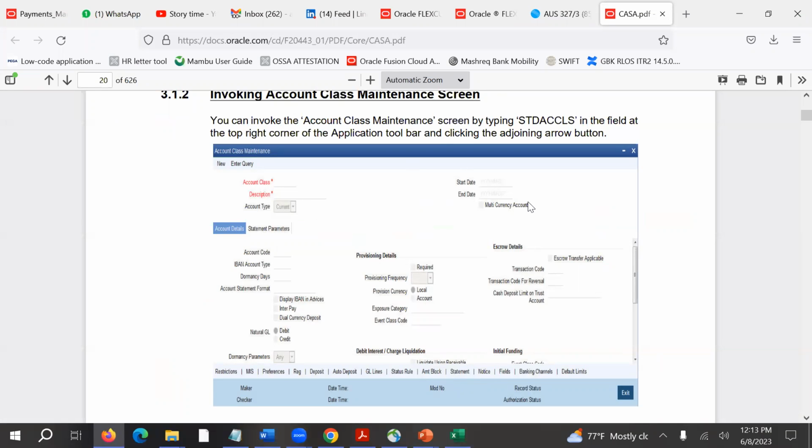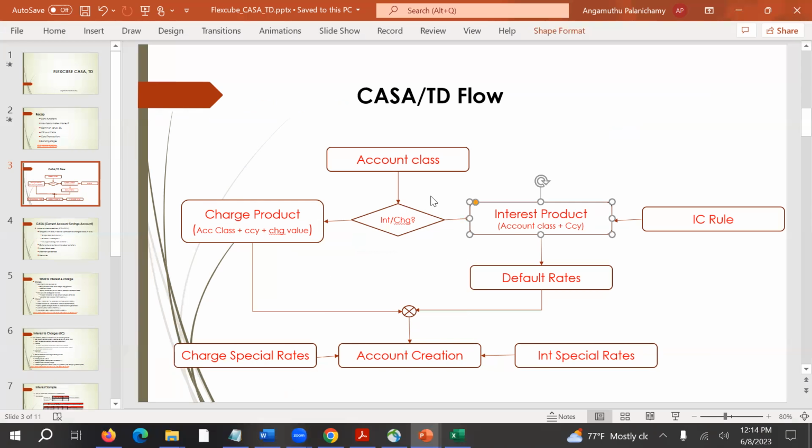Here I just mention the template of an account. In the interest product only, we attach what account classes can use this product plus currency combination. That account class plus currency combination that can be used is maintained over here. Again, we'll see in detail how the IC rule and IC interest product are used in the next slide.